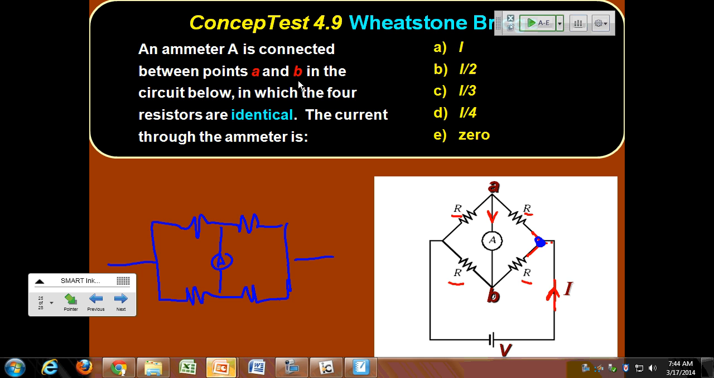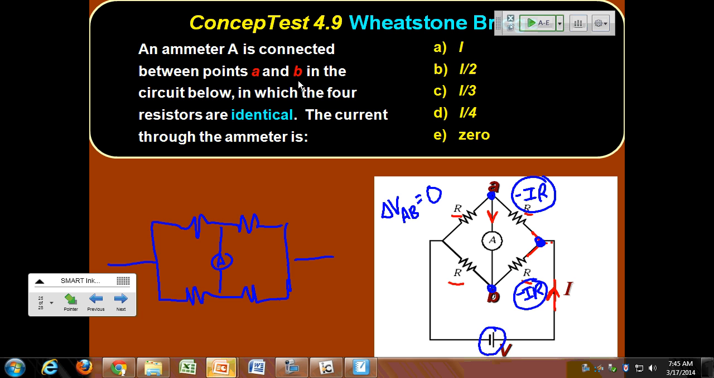As my current comes along here, I see a certain potential drop, minus IR, and I see that same potential drop over here, minus IR. So when I get to these points, my charges have the same amount of energy, because all they've seen are an increase in energy due to the battery and an equivalent change in potential here. So at points A and B, my charges have the same energy. That is to say that the difference in potential between points A and B is equal to 0. Because if they had the same energy at A and at B, the difference in the energy per unit charge is going to equal 0. So VAB is equal to 0.